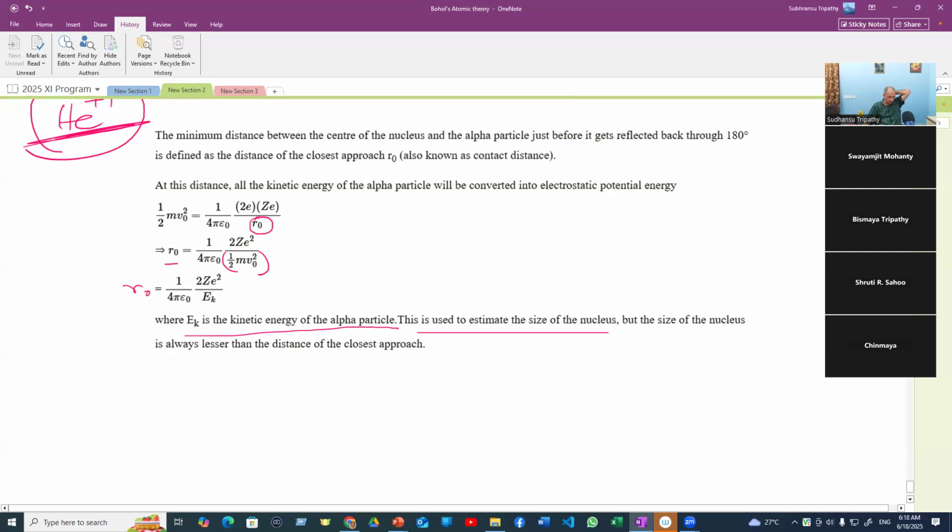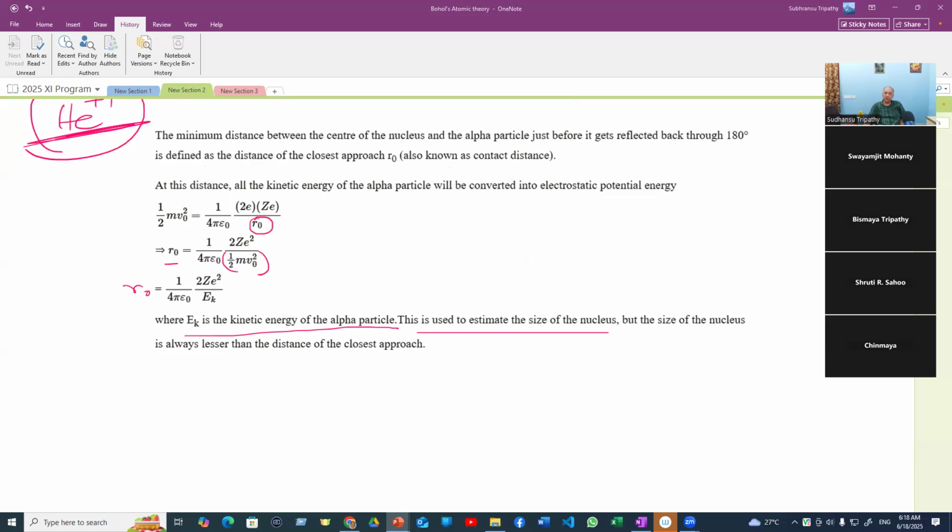You are correct. 9 into 10 to the power 9 meter square per Newton per Coulomb square. Yes. Okay. Yes, sir.